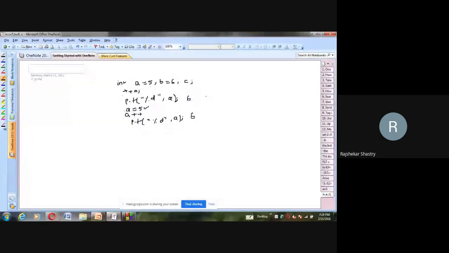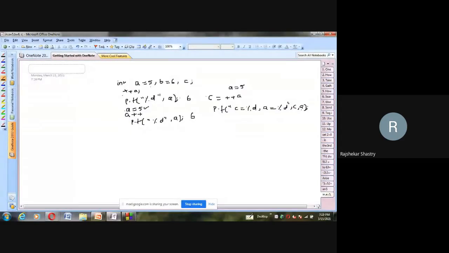So let me take an expression. This time c is equal to plus plus a. Assume that a is initially 5. Now I want to print both values of c and a: c is equal to percentage d and a is equal to percentage d, comma c, comma a. I'm printing both c and a values.